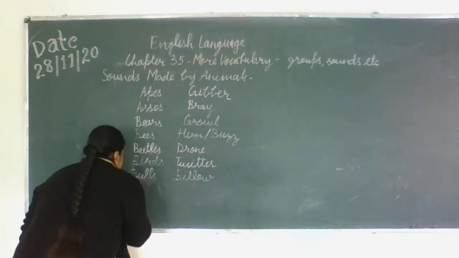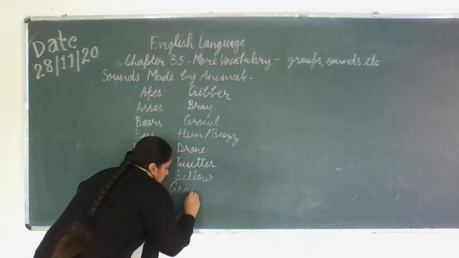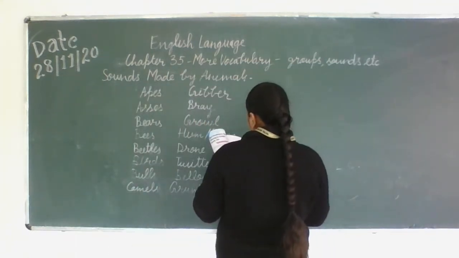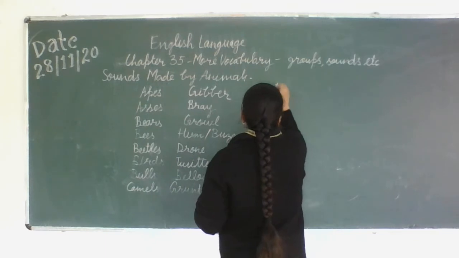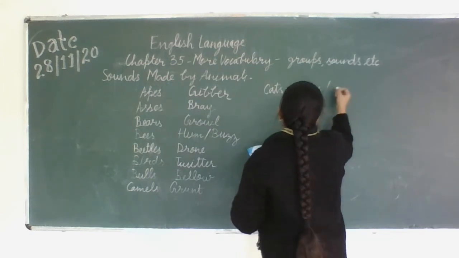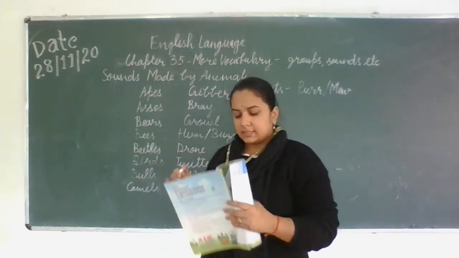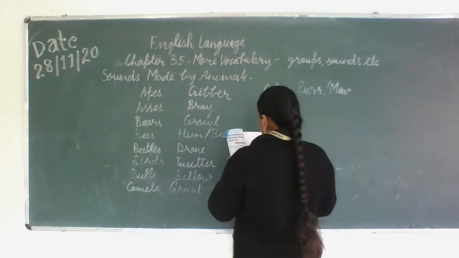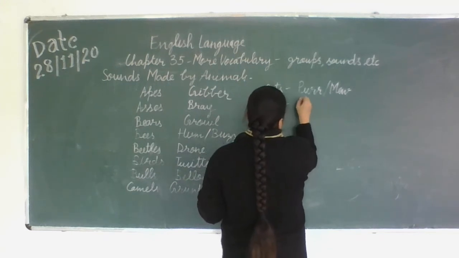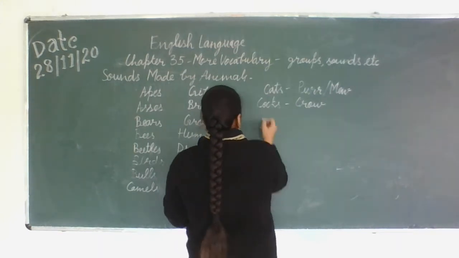The next is camels, and the sound is known as grunt. The next one is cats, and the sound is known as purr or, very commonly, mew. It is the sound of the cats. The next one is cocks, and the sound is known as crow. The sound of the cocks is called crow.